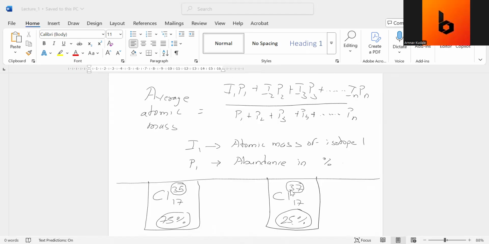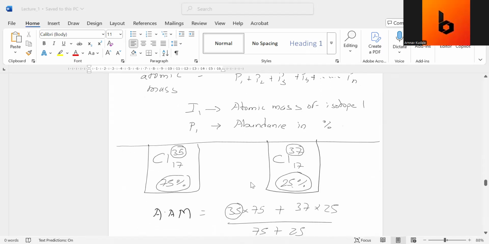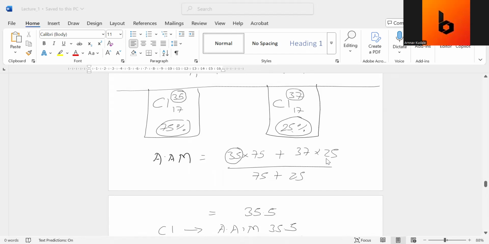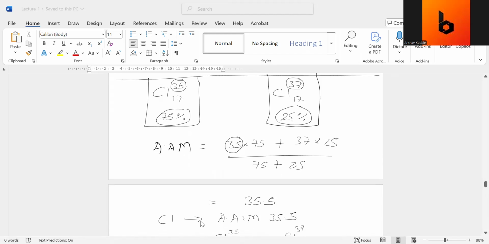Okay, yeah, got it. Done. Can you solve this question now? Yeah, it's 35.5. That's correct. So this is the way I solve it: 35 times 75 plus 37 times 25, that gives 35.5. That is the average atomic mass.